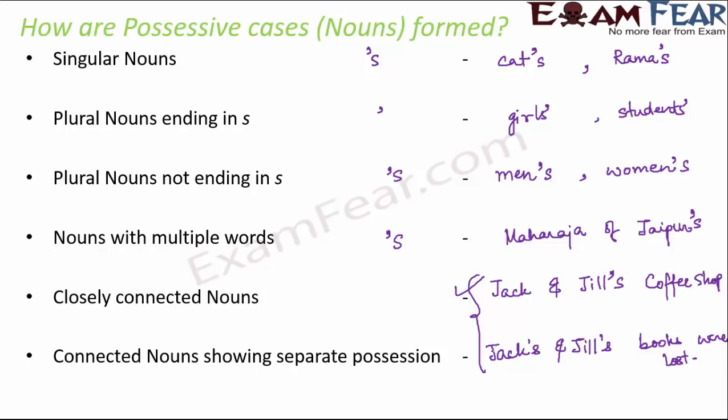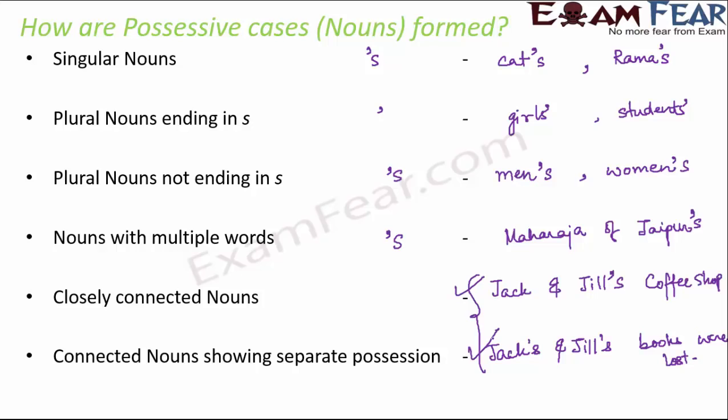But in the second example, if we are trying to say that Jack's books were lost as well as Jill's books were lost, in that case we are talking about books which belong to Jack. We are also talking about books which belong to Jill. We are not talking about books which were common to both of them. So we are talking about separate possession of Jack and Jill. So in this case, we have to write Jack's and Jill's books were lost.